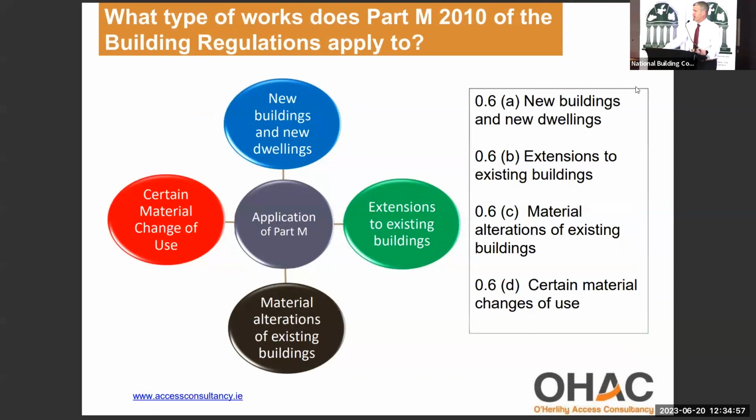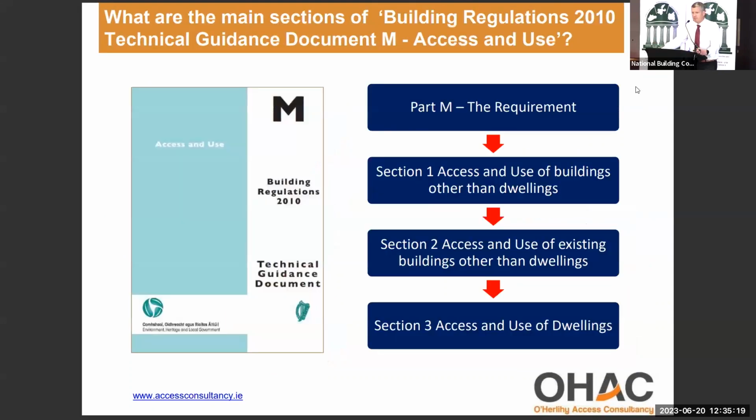What type of works does Part M apply to? It applies to new buildings and new dwellings, extensions, material alterations, and as Eoin has mentioned, certain material changes of use. And it's clearly set out in section 0.6A to 0.6D of the technical guidance on how you apply Part M for the different types of works that you're doing. And I think Eoin gave a comprehensive summary of that earlier on as well.